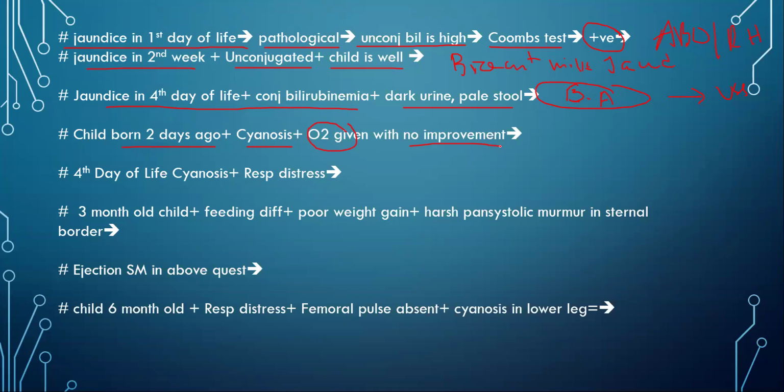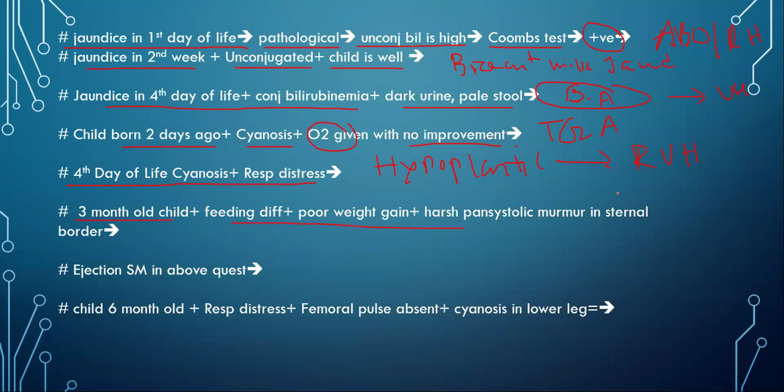Yes, so TGA is the one condition which does not get better with oxygen, because even if you give oxygen, the problem is that the artery is switched. So if it is first day or second day, cyanotic baby, but not getting improved with oxygen, then we think of TGA. Fourth day of life, cyanosis, respiratory distress. Now, it is very hard to just say, but just keep in mind that it could be hypoplastic left heart syndrome. In hypoplastic left heart syndrome, you will get right ventricular hypertrophy as well because the right heart is taking over.